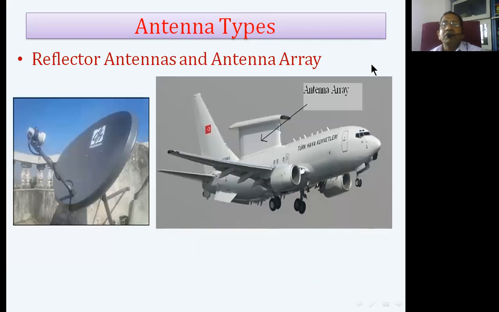Now, what are the applications that are used for antenna arrays? The applications are simply going to be aircraft applications. See this now.